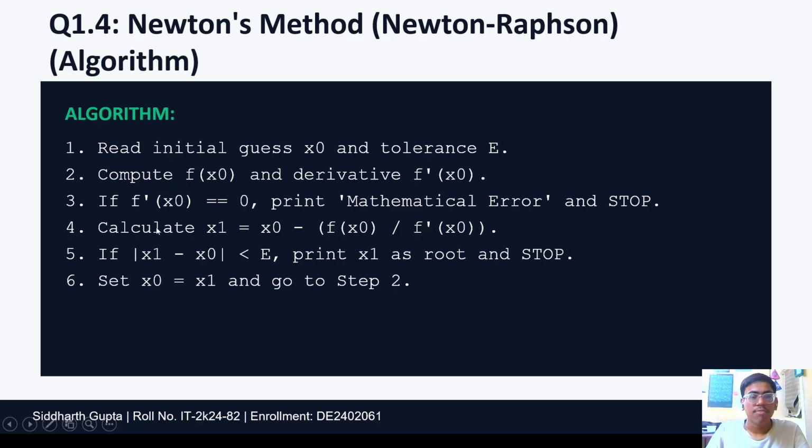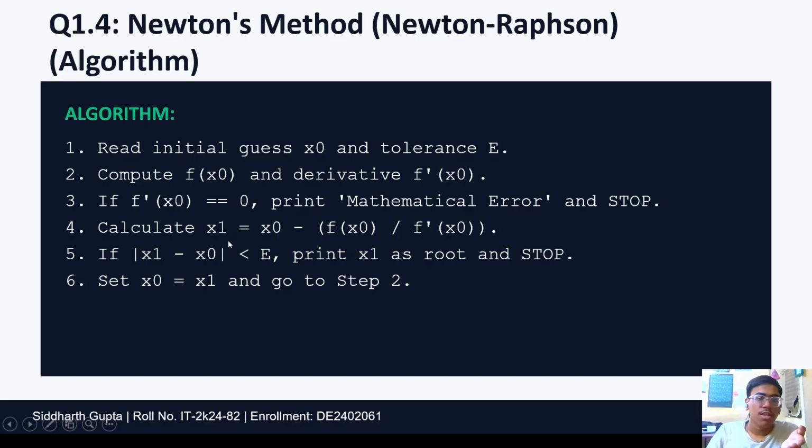We will calculate x1, that is the formula for Newton-Raphson method: x1 is equal to x0 minus f(x0) upon f dash of x0. We have already found f(x0) and f dash of x0, and x0 we already know. If mod of x1 minus x0 is less than e, we will print x1 as the root and stop. Else we will set x0 is equal to x1 and go to the step. So it is also very simple. We will read the initial guess, and find f(x0) and f dash of x0.